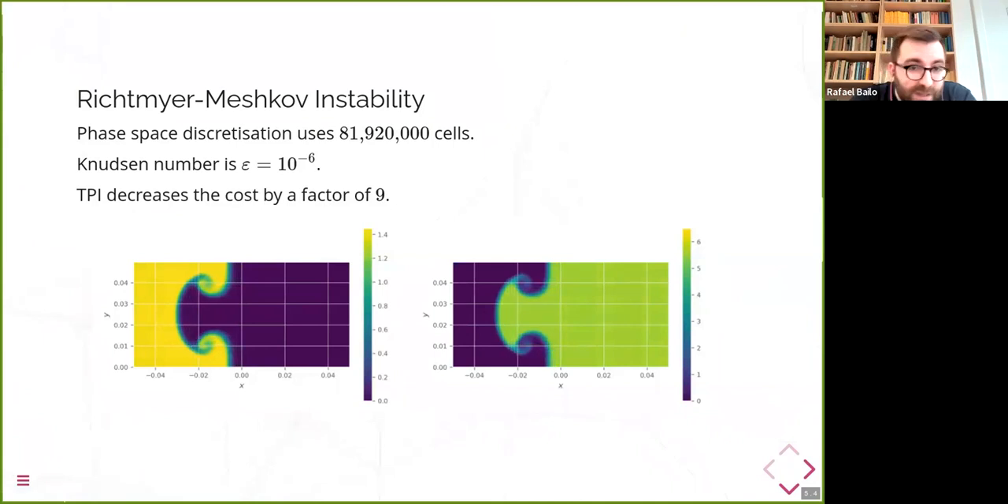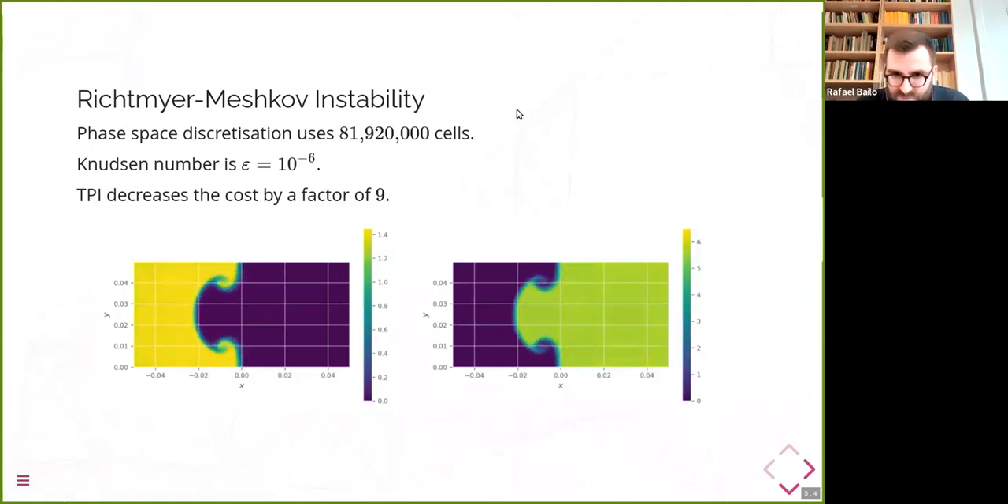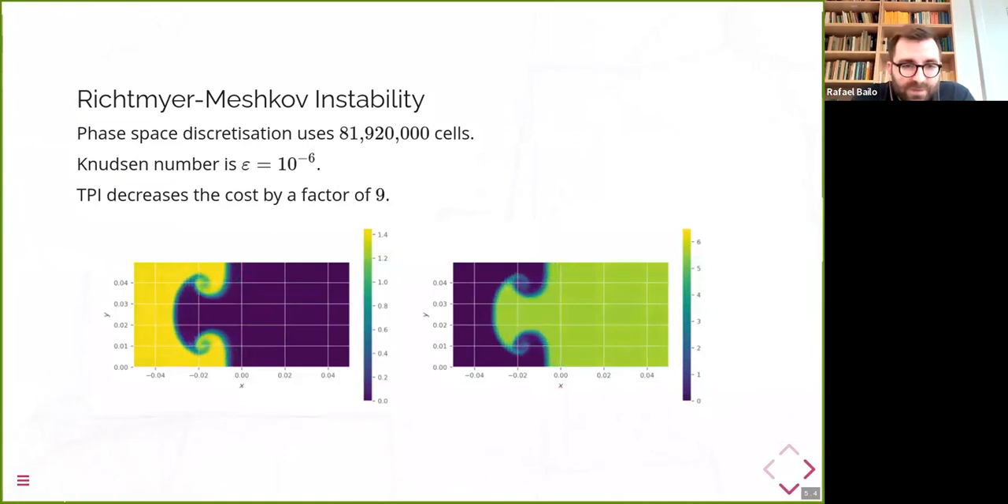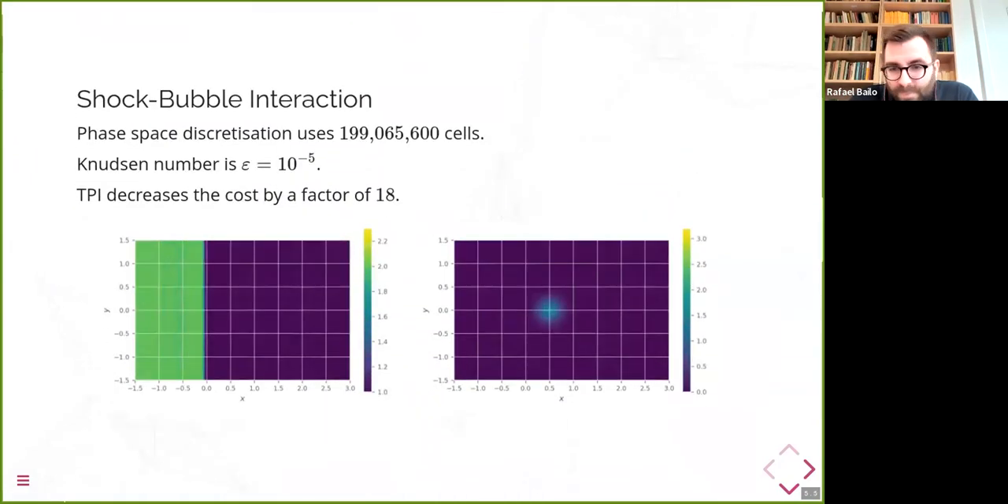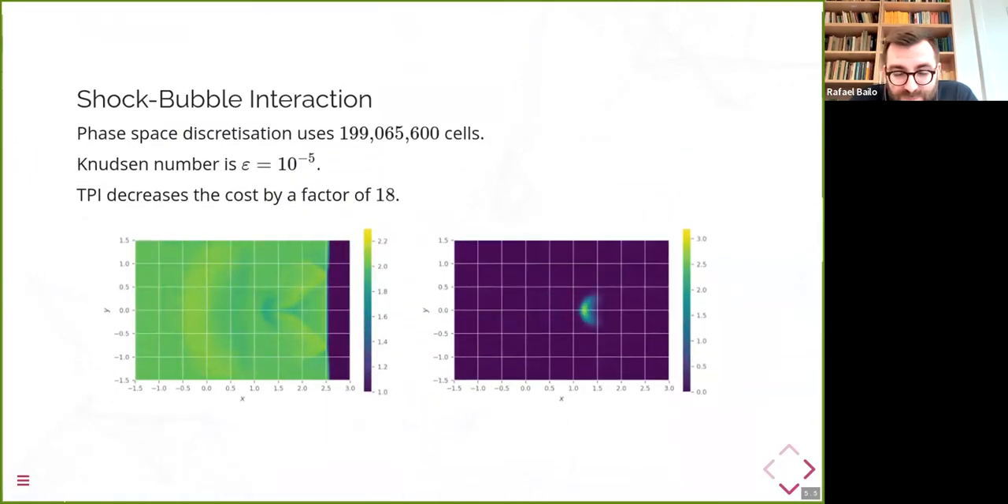And again, 81 million cells in position and velocity, because if you want to see these vortices, you really need enough resolution. The Knudsen number here was 10 to the minus 6. So again, quite a costly simulation had we just done forward-Euler. And here the factor of improvement is 9. So this simulation is almost 10 times faster to compute using telescopic projective integration than if you just use a forward-Euler method, say. And then to conclude, this was perhaps my favorite.